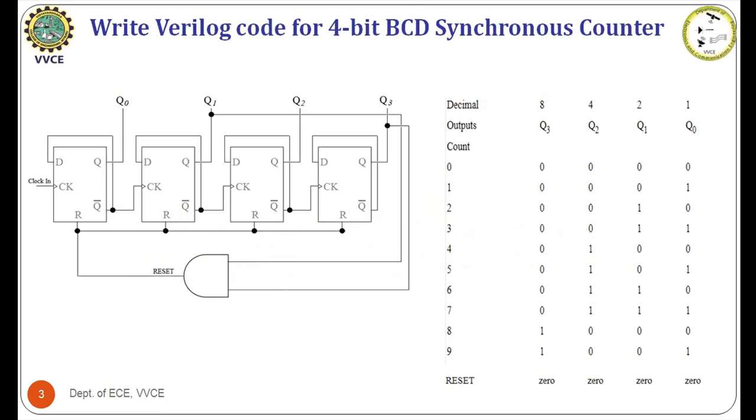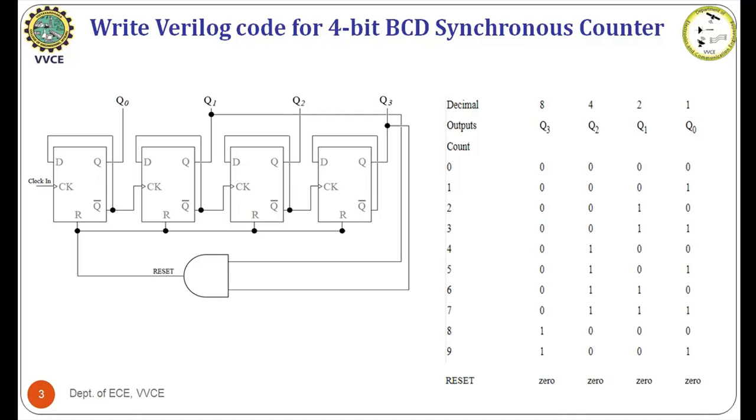So to start with the first part, that is the 4-bit BCD synchronous counter, before writing the Verilog code for it, we need to understand what a 4-bit BCD synchronous counter is. Here BCD is nothing but binary coded decimal whose value is from 0 to 9, that is 0, 1, 2, 3, 4, 5, 6, 7, 8 and 9. And the synchronous counter is nothing but the output of the previous flip-flop is given as an input to the next flip-flop.